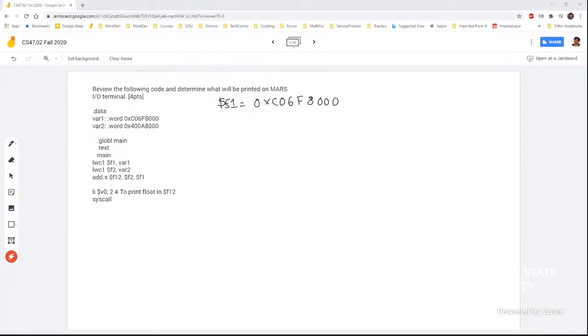In binary, if we blow it up, it is 1, C is 12, right? Which is 8 plus 4. Okay. 0, 0, 0, 0. 6 is 0, 1, 1, 0. Then F is 1, 1, 1, 1. 8 is 1, 0, 0, 0. Then 3 zeros. So this is my 32-bit pattern.